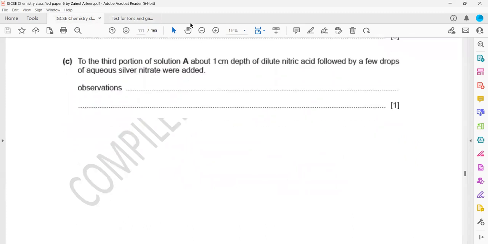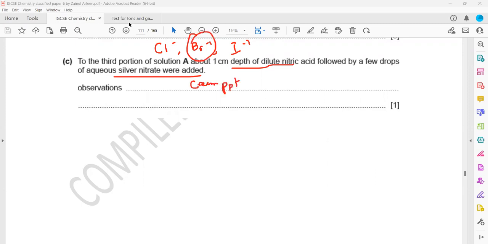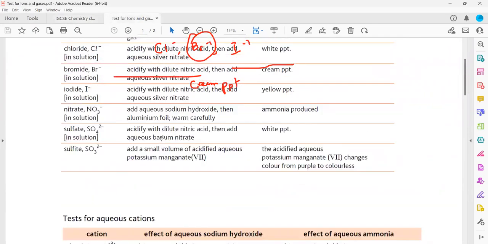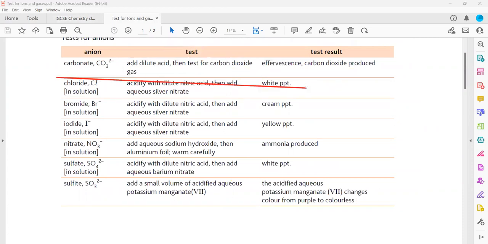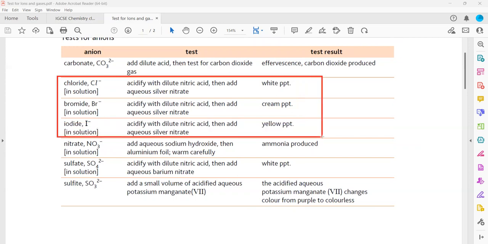To the third portion of solution A, 1 cm cube of nitric acid followed by silver nitrate. So nitric acid followed by silver nitrate is a test for halides. It will give a precipitate. For bromide, because bromide is there, it will produce a cream precipitate. Because all these tests, for the negative ions chloride, bromide, iodide, we test in the same manner. But the only difference is the observation. With chloride, it will be white. With bromide, cream, and with iodide, it will be yellow.